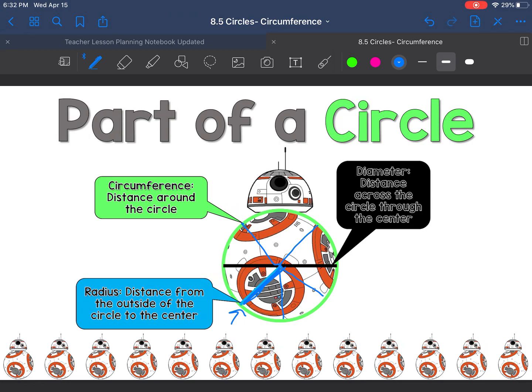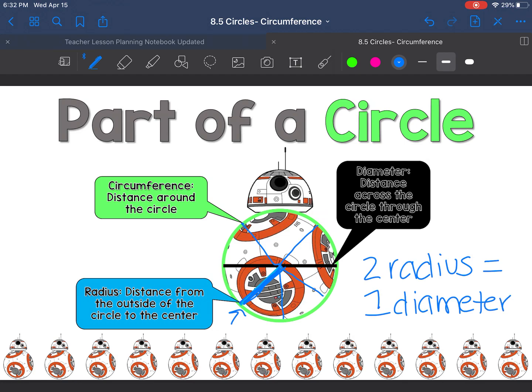Now, if I have the radius right here, two radiuses equal one diameter. All right, so two radius equals one diameter.